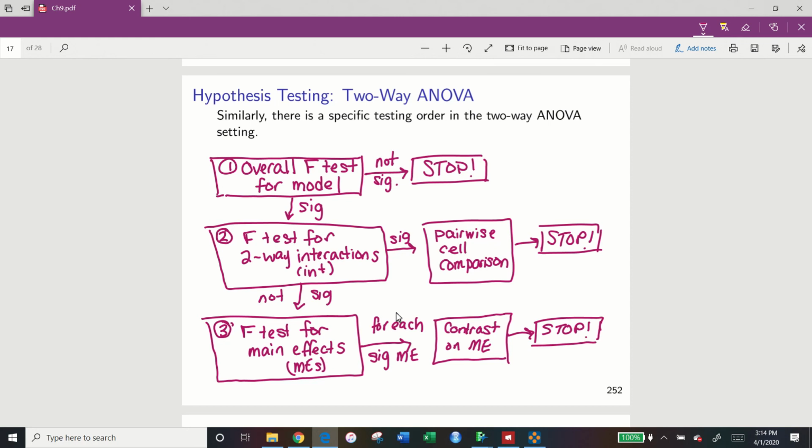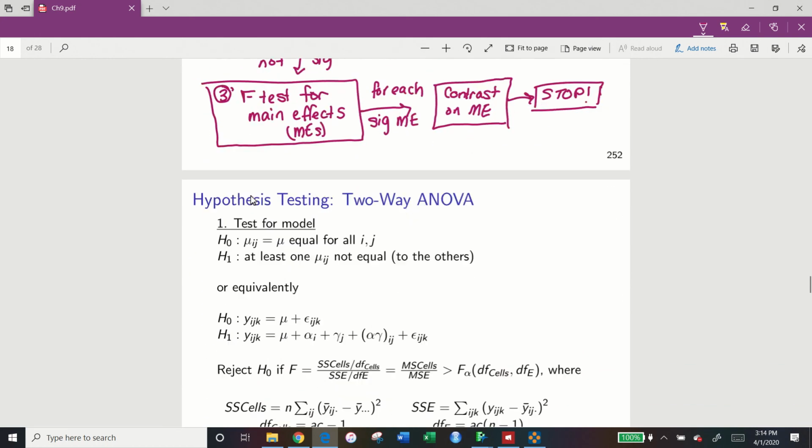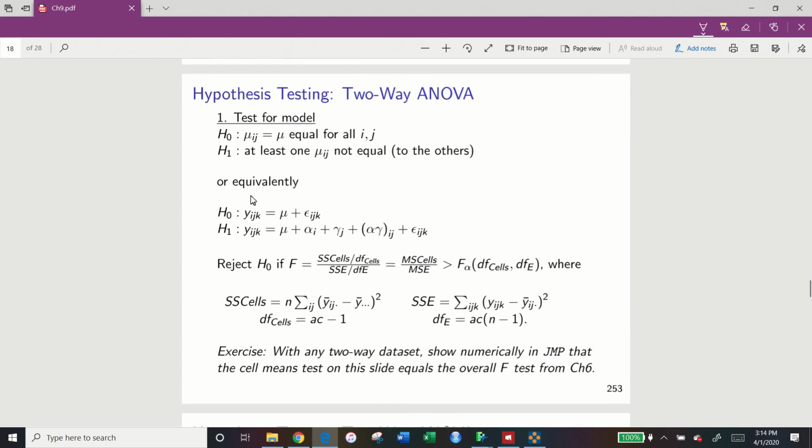Now, at this point, you may be saying, well, what happens if none of the main effects are significant? If that was the case, where none of our interaction effects are significant and none of our main effects are significant, the overall F-test would have been insignificant. So we're not going to have the case where the overall F-test was significant, but steps 2 and 3 weren't. So let's go into this a little bit more thoroughly over the next few slides.